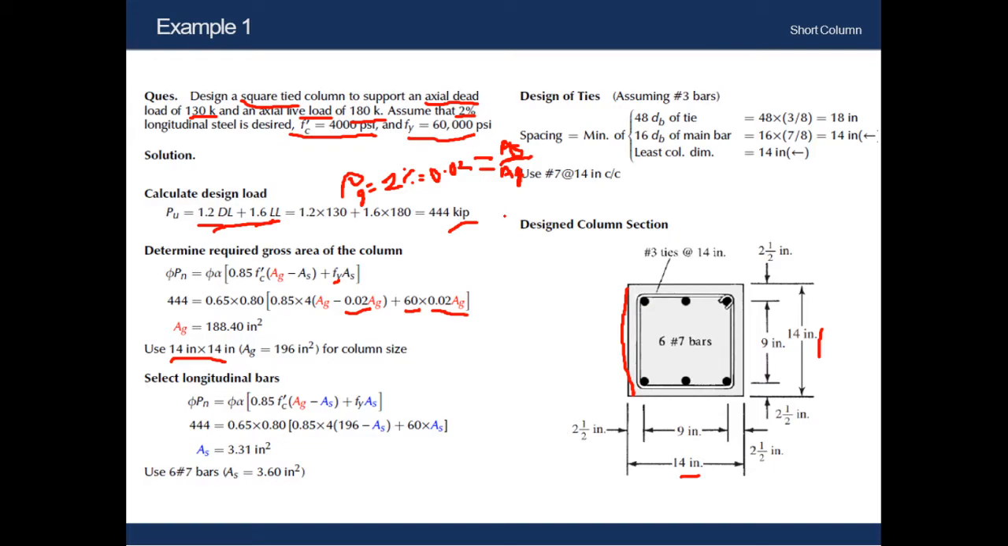This is the procedure, but we can do it in another way, which is just plugging the value of AG here. As we have taken 14 into 14 inch, the total area would be 196 inch square. We have taken 14 into 14 inch considering the higher rounding option, as we cannot take the dimension of the column as a decimal, so we have taken the higher rounded value.